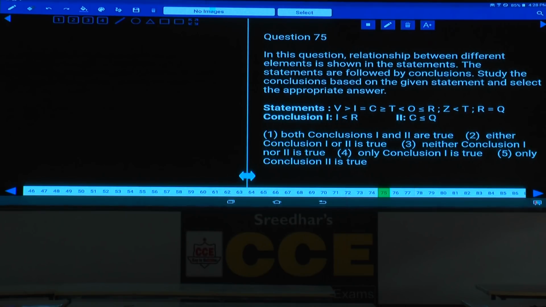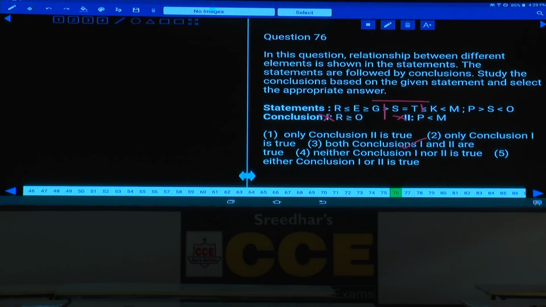Then 75, the relation between I and R. Between I and R, one greater than, one lesser than, two opposite symbols, no relation. Next one. Second conclusion, C and Q. The relation between C and R, greater than, this is lesser than, Q equals to R, two opposite symbols, no relation, hence neither one nor two. Neither one nor two, choice 3. Question number 75, choice 3 is the answer.